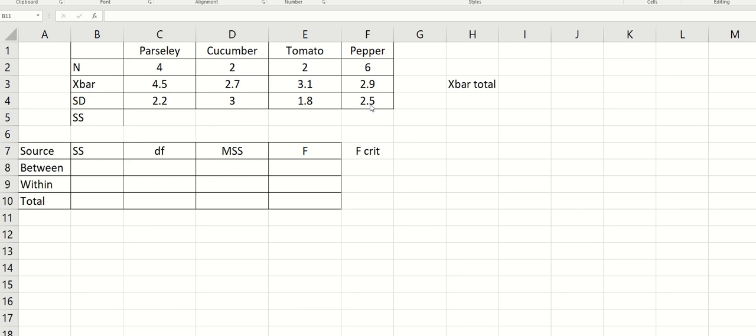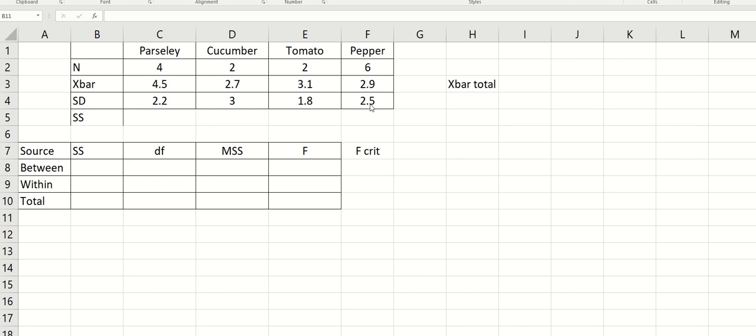Obviously, we want to test the null hypothesis: is the average of microbial load for parsley equal to the average for cucumber, equal to tomato, equal to pepper. The alternative hypothesis is that at least one is different. We assumed the null is true. We set alpha at 5%.